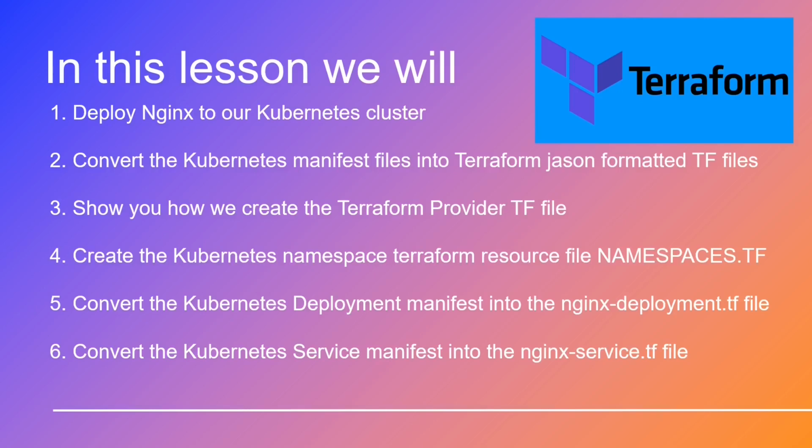4. Next up, crafting the Kubernetes namespace Terraform resource file, which we're naming namespaces.tf. We're then shifting gears to convert the Kubernetes deployment manifest into the Terraform JSON formatted Nginx Deployment file. And last but not least, we're doing the same with the Kubernetes service manifest, turning it into the Terraform JSON formatted Nginx Service.tf file.